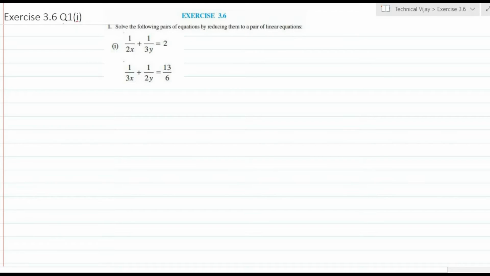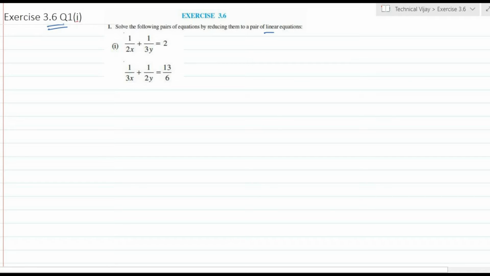So welcome students. Here exercise 3.6 question number 1. In that first portion, solve the following pair of equations by reducing them to a pair of linear equations. So we have to solve these equations, that is, we have to find out the value of x and y by reducing these equations into a pair of linear equations. So first we have to reduce it to a pair of linear equations, then afterwards we have to find out the value of x and y.